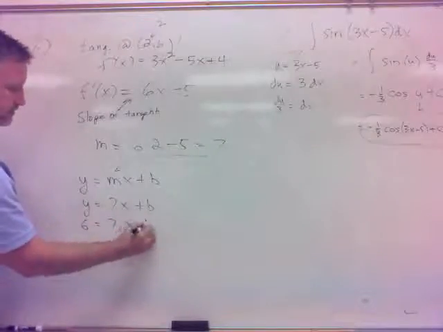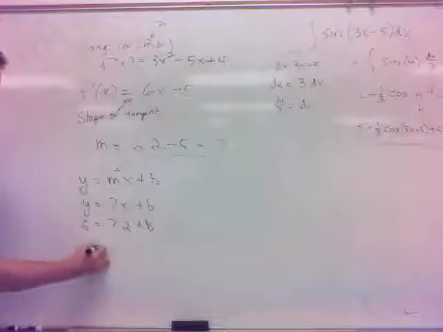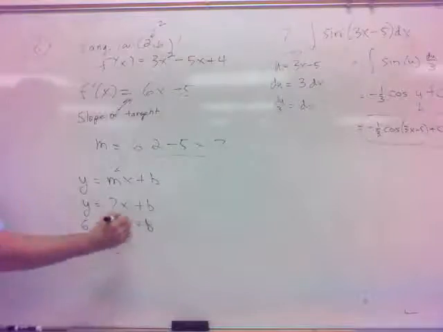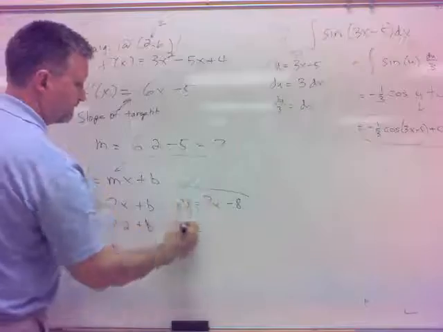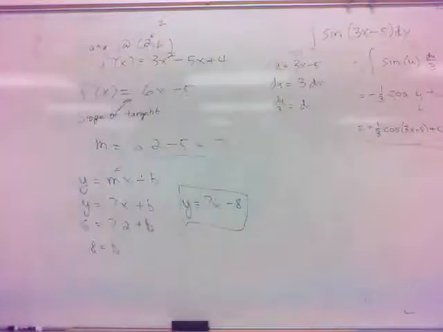Oops. And so that would be what? Negative 8 is b. So it's y equals 7x minus 8. Slope and tangent line there. Sound right?